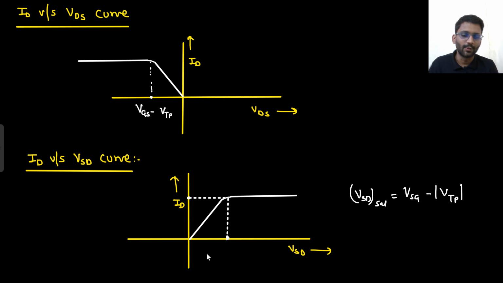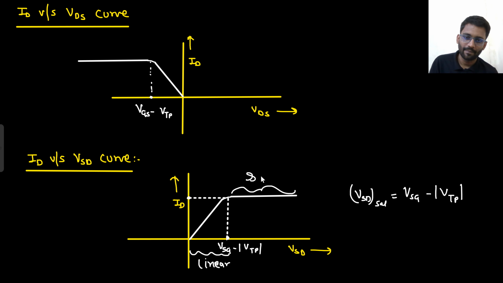That's why people call EDC complex, but these things are necessary for understanding MOSFET circuits. And also for interview, it is very, very important. So this is VSG minus mod of VTP. And this current is ID sat, we already know. So this much of region is linear and this is saturation. Now you are able to connect the dots.